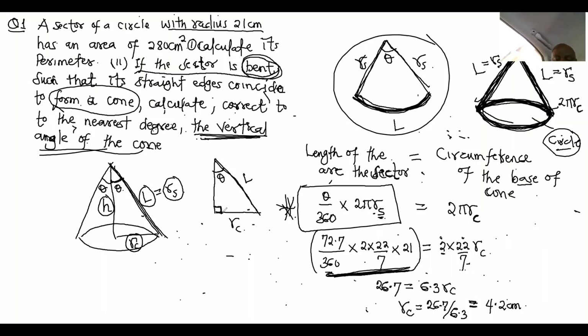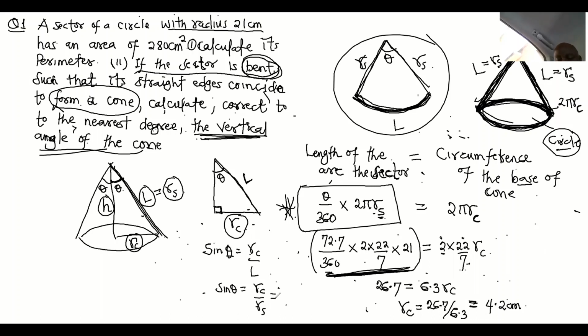What do you call RC? This is opposite. What do you call RC? Opposite. Am I correct? Yes, sir. Good. What do you call L? If RC is the opposite, what do you call L? Hypotenuse. What do I apply, sine or cos or tan? Sine. So sine theta equals opposite over hypotenuse. So that means sine theta equals RC all over RS.